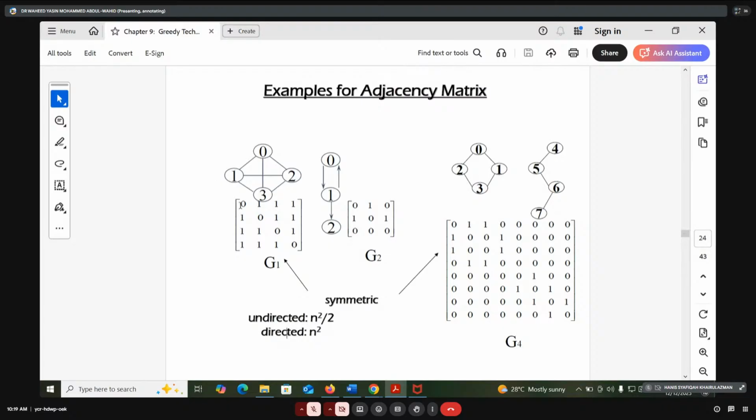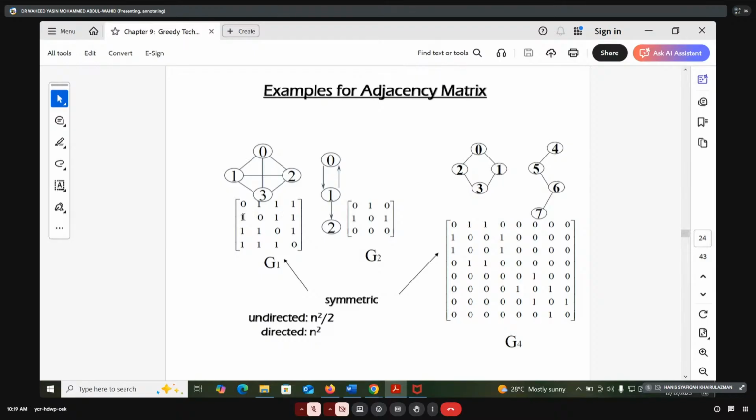So if I go here, 0 to 0, I don't have a connection from 0 to 0. 0 is 0, 1 to 1 is 0, 2 to 2 is 0, 3 to 3 is 0. But here I have a connection between 0 and 1. Yes, so I will make it 1. For 0 to 2, yes, I have a connection. 0 to 3, I have a connection. Yes. Here I will make 1, meaning true.